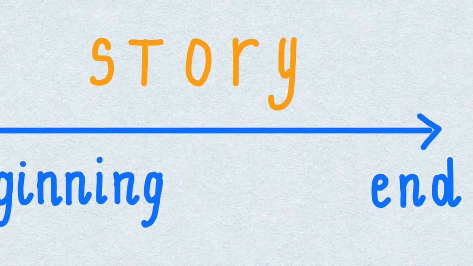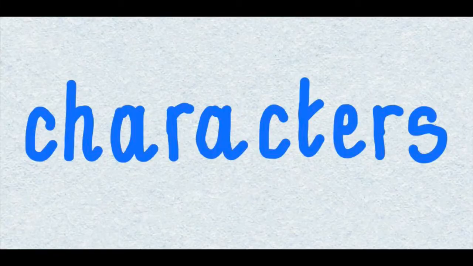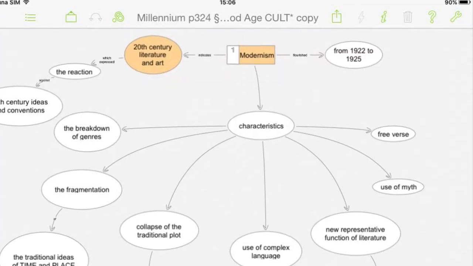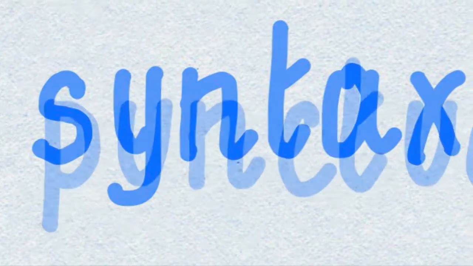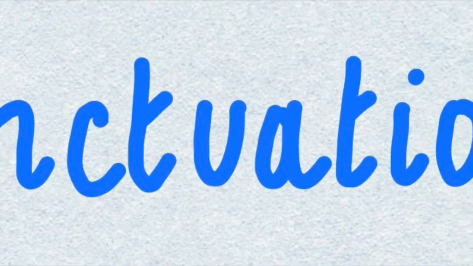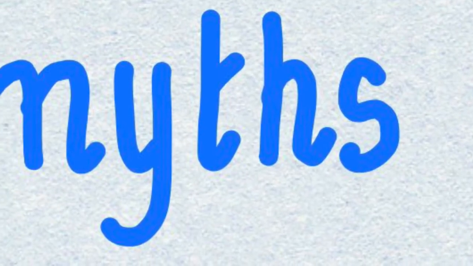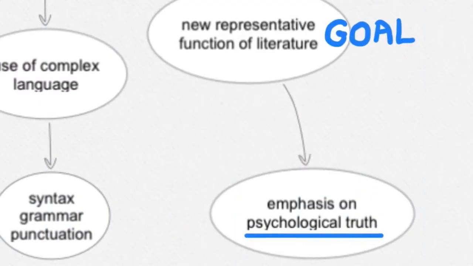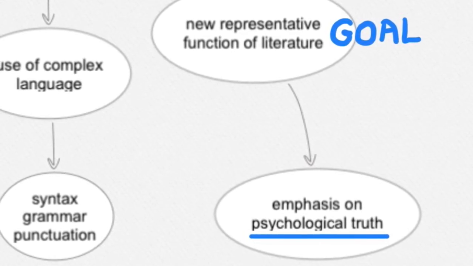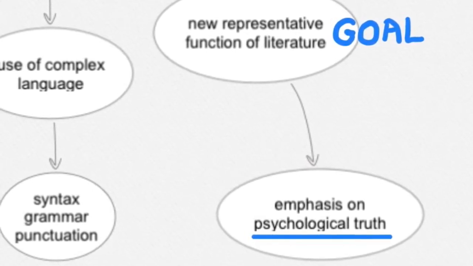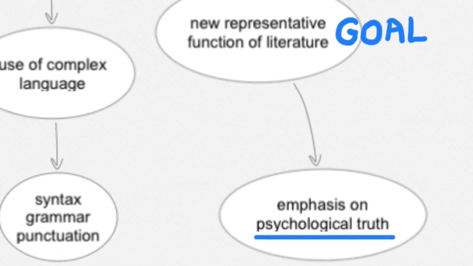Not only that, also the characters and events are used in different ways. In terms of language usage, we see an uncommon use of syntax and grammar, as well as a lack of punctuation. In poetry, the most common type of verse is free verse. Many works incorporate myths into their stories. What is crucial to remember about the modern era is the role of literature. The goal of literature now is to reflect the psychological truths hidden behind literary works.